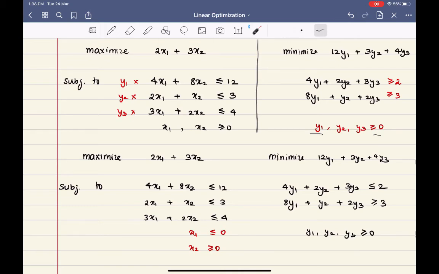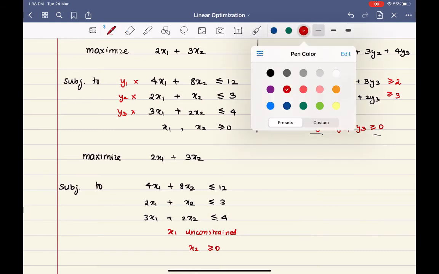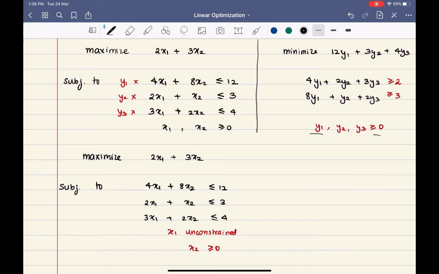Now the next question is, what happens if there is no constraint on x1? So x1 is unconstrained. Let us try doing this now. The trick here is to write x1 as x1 plus minus x1 minus. Now, on doing that, what do we get?